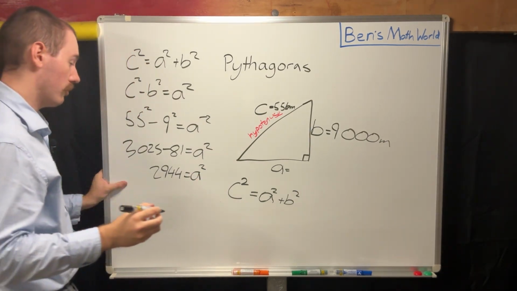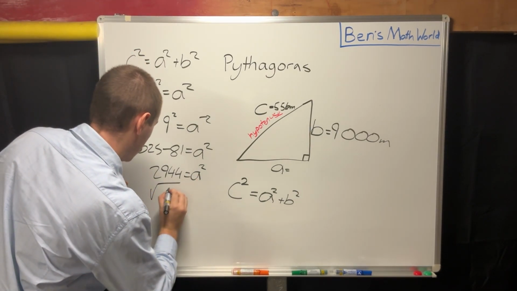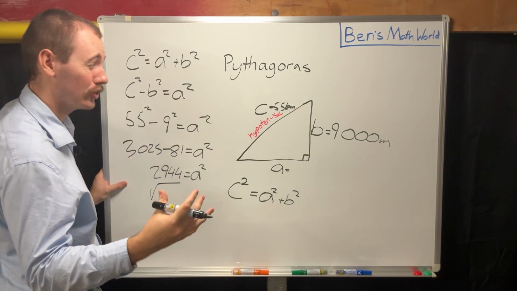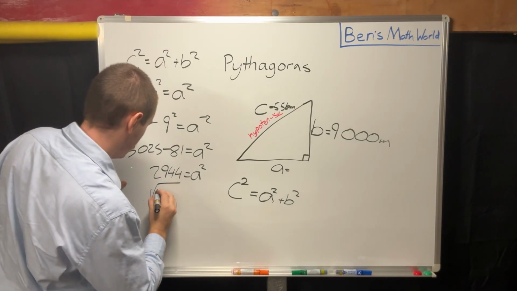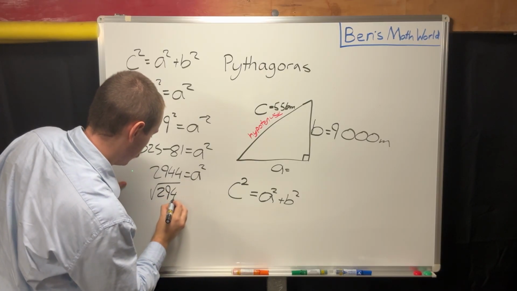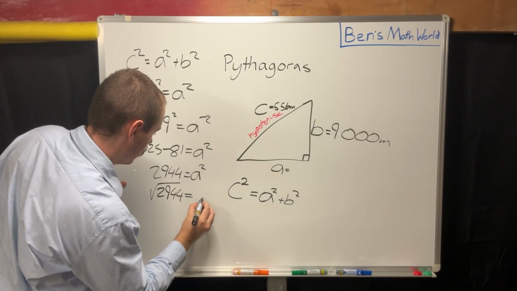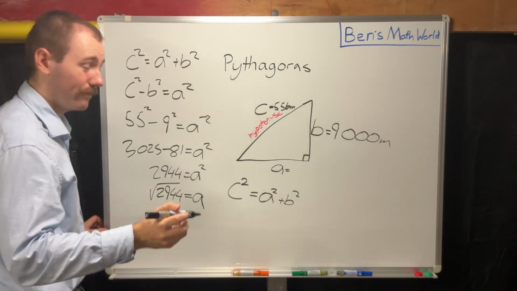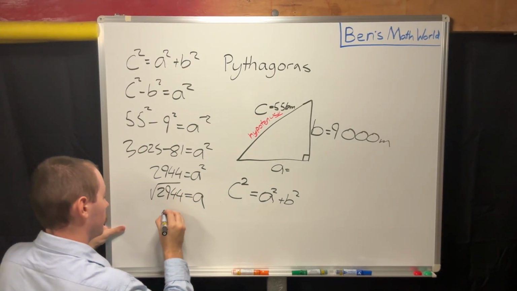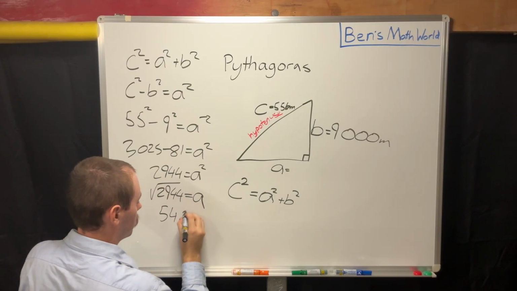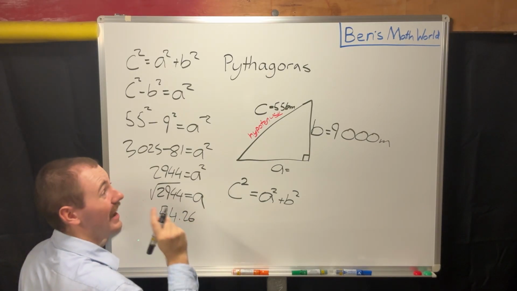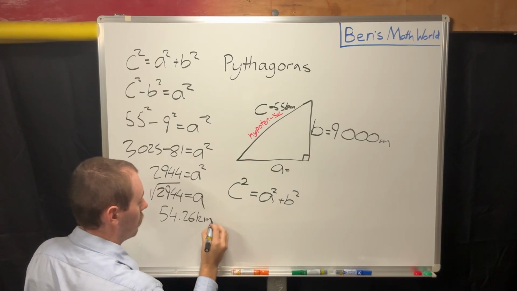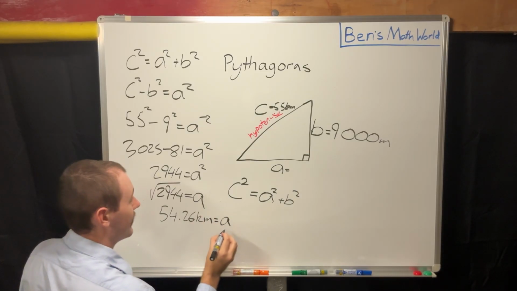Now we're going to square root both of these to get rid of the square on the A, because remember, we don't have A yet, we have A squared. We can't make that mistake. The square root of 2,944 equals A. Now put this in the calculator and we get 54.26. And what did I nearly forget? I nearly forgot our unit of measurement, kilometers. So 54.26 kilometers equals A.